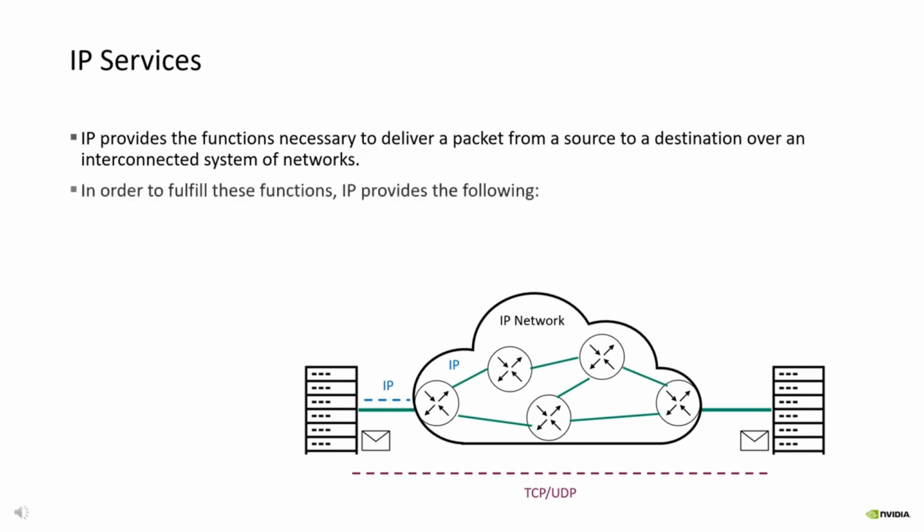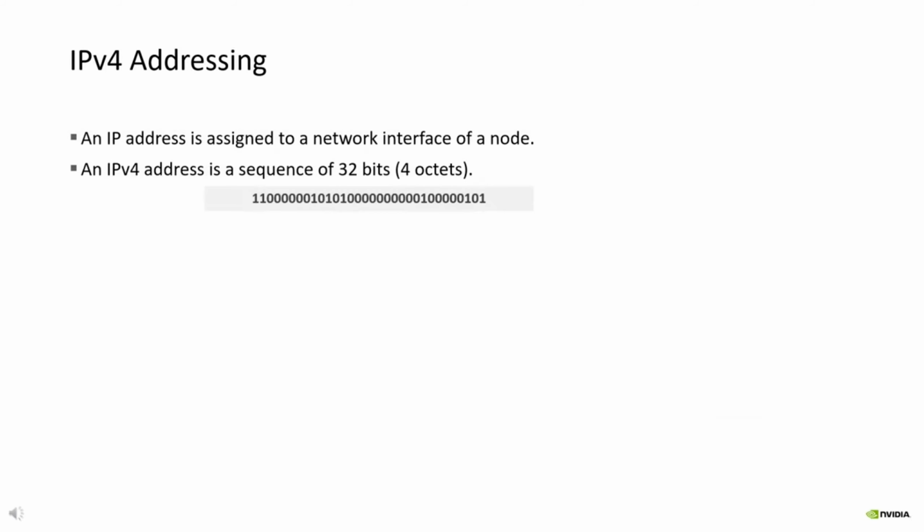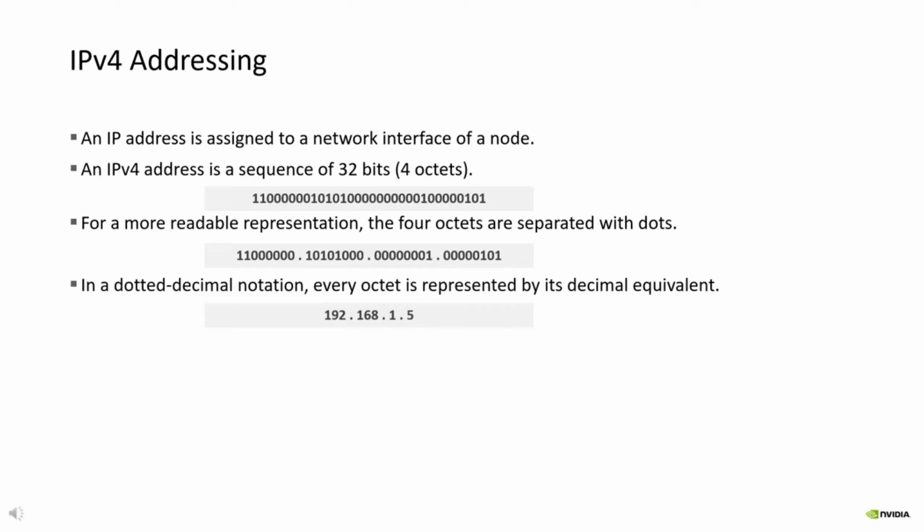In order to fulfill this function, internet layer protocols should define the following: layer 3 addressing, layer 3 packet format, routing functionalities when routing occurs one router after another, or hop by hop. In an IP network, every network interface of a node is assigned with an IP address. An IP version 4 address is a sequence of 32 bits divided to 4 groups of 8 bits per group, known as octets. For a more readable representation, the 4 octets are separated with dots, and each octet is represented by its decimal equivalent, also known as the dotted decimal notation.